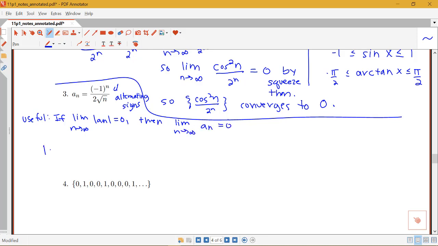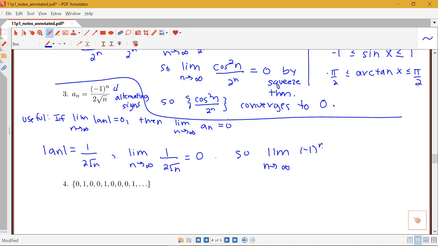Notice that the absolute value of a_n here would be 1 over 2 root n. The limit as n goes to infinity of 1 over 2 root n is clearly 0. So this tells us from this theorem that the limit as n goes to infinity of (-1)^n over 2 root n is also 0. So we have that our sequence of (-1)^n over 2 root n converges to 0.